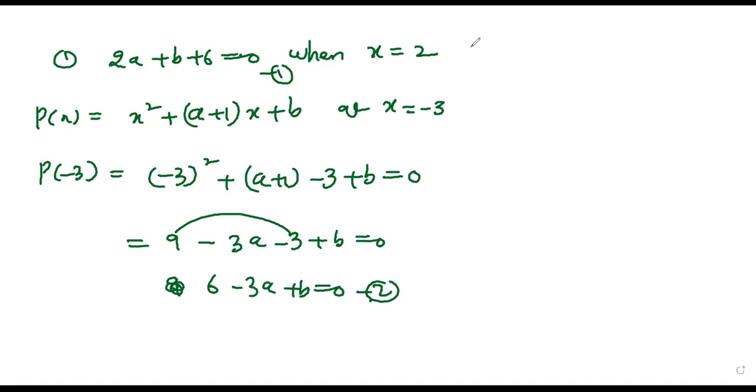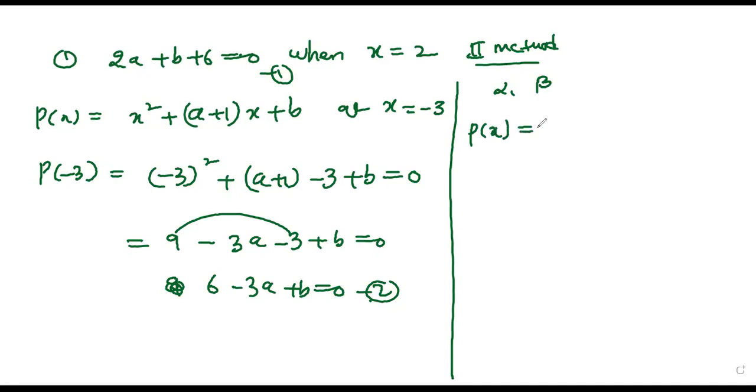Or else we have a second method to do this, that gives a very quick answer. For that you have to know one formula: whenever you have alpha and beta, that means if you know the zeros of a quadratic polynomial, then we can prepare the polynomial. We can prepare a quadratic polynomial as x square minus (alpha plus beta) x plus alpha beta. In this question we know the zeros. That's why I'm using this formula, where alpha is 2 and beta is minus 3.